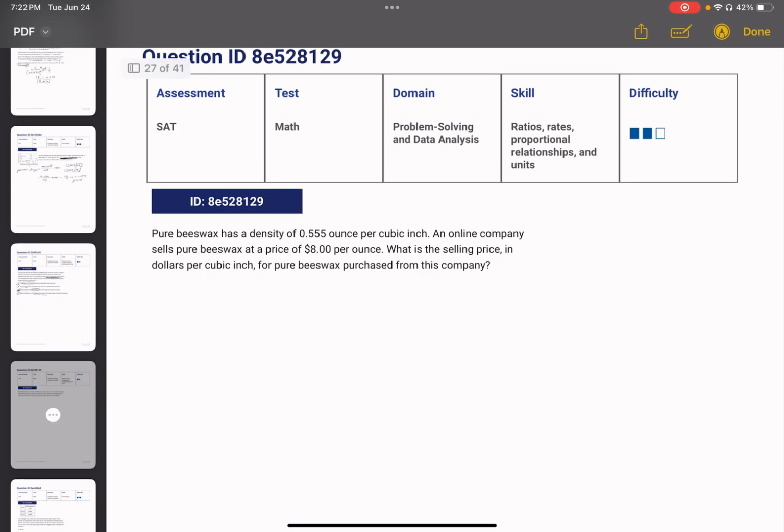Okay, next problem. Pure beeswax has a density of 0.555 ounce per cubic inch. An online company sells pure beeswax at a price of $8 per ounce. What is the selling price in dollars per cubic inch for pure beeswax purchased from this company? So selling price in dollars per cubic inch. This is going to be some stoichiometry here. So we're going to write our expressions out. So we need dollars in the numerator, cubic inches in the bottom. So we have this over here.